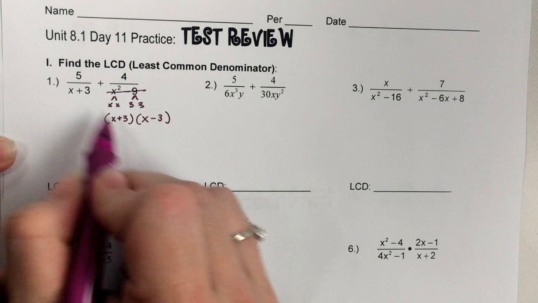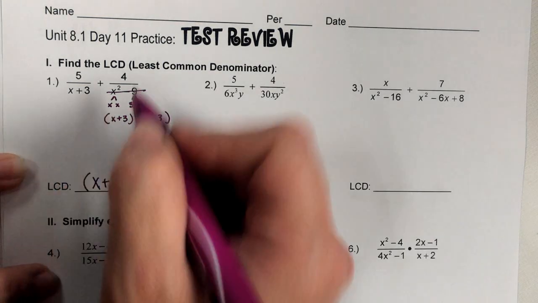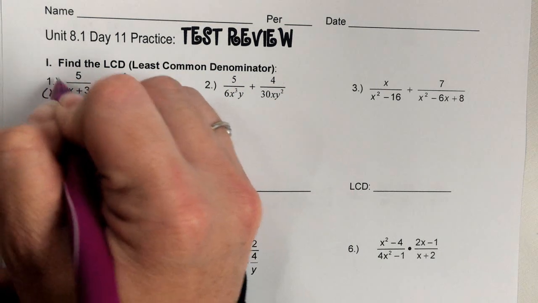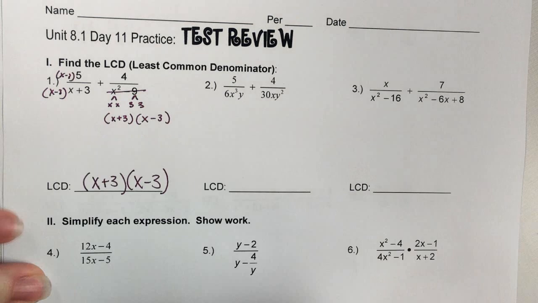So they have x plus 3 in common, so that's part of it. And this one has x minus 3, so we have to give this one x minus 3. So x plus 3, x minus 3 is my common denominator.